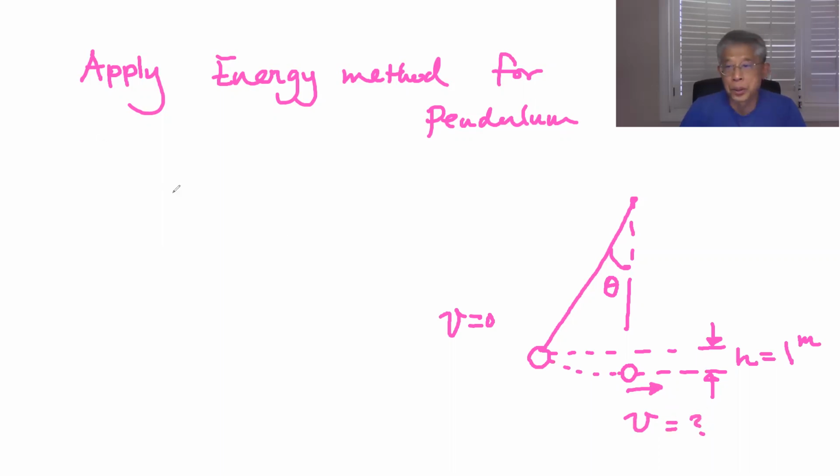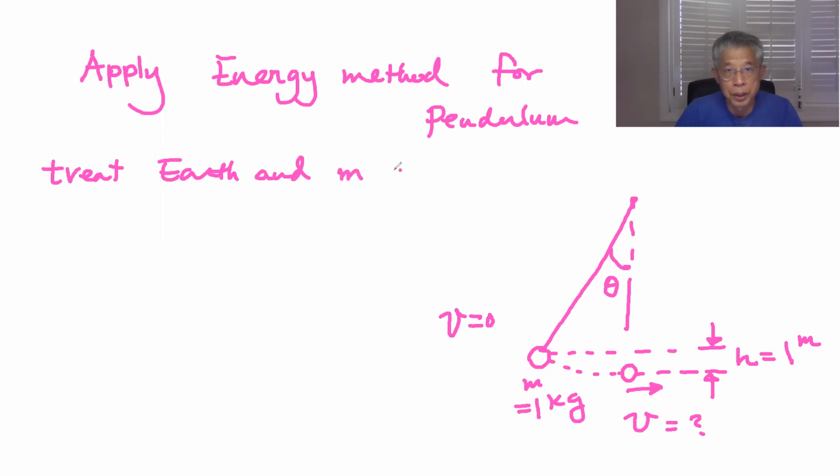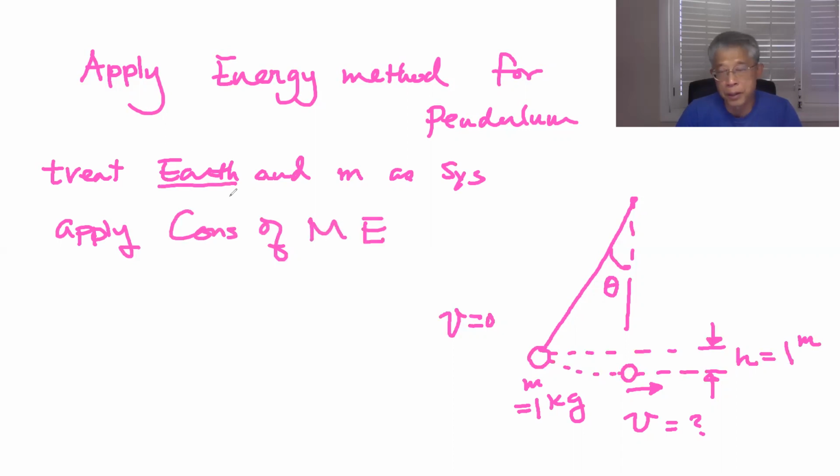So then we can use, in this case, we treat Earth as part of the system, and this m, say that's equal to 1 kilogram, okay, and the m, a system. So then we can apply conservation of mechanical energy, okay, with Earth as part of the system, and only mg is there, and then this is also T right there. So let's look at the free body diagram.